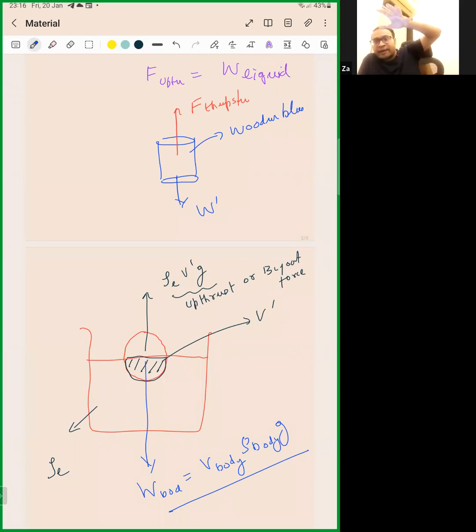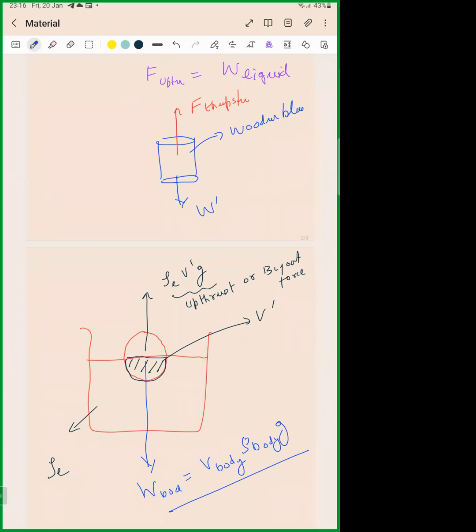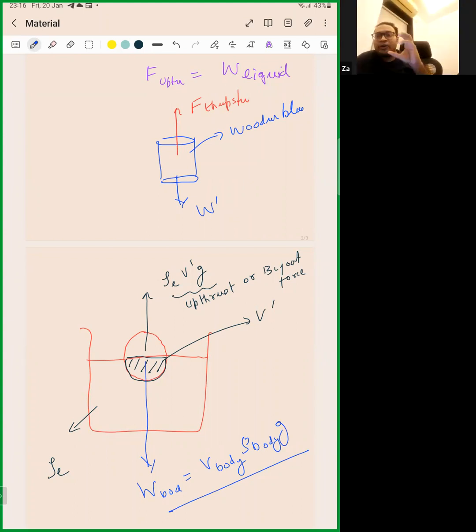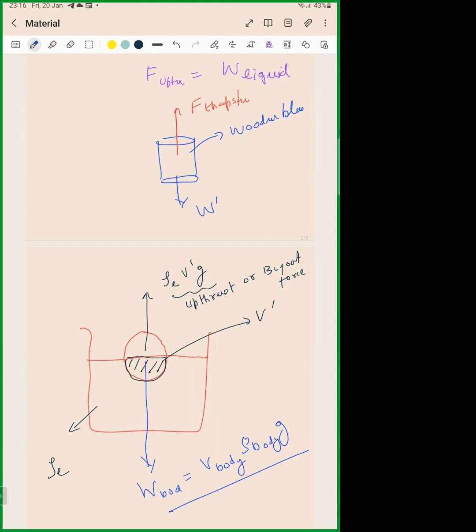Sometimes it happens, you take a plastic ball and you dip it inside the water. It does not remain inside, it rather comes out. Because what happens? The upthrust is quite larger than the weight. So it simply bounces up. So the idea is you need to chase how much volume is immersed in the liquid, and in what liquid it is immersed. Based on that, you will get a balance.